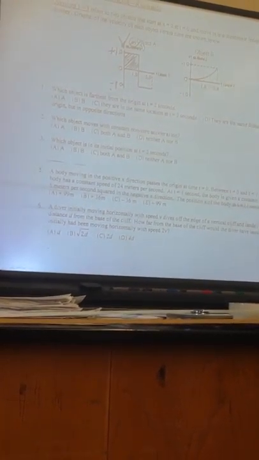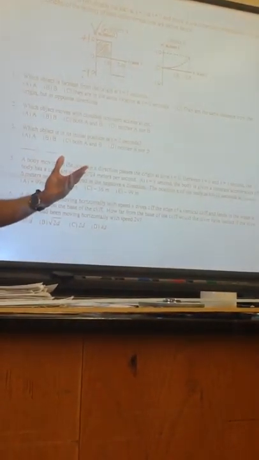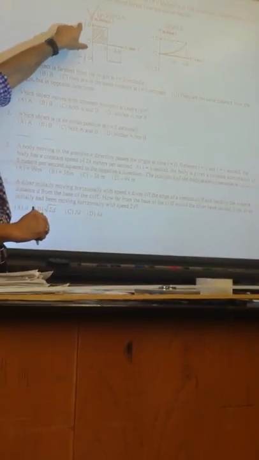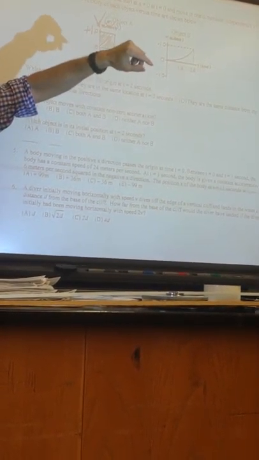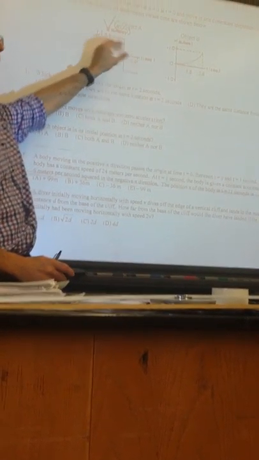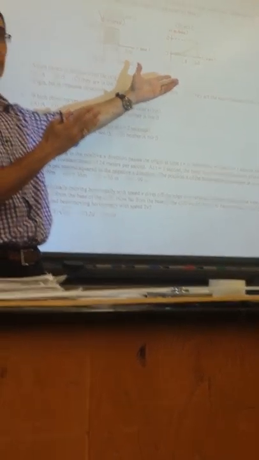If I find the area of this box right here, what does this area tell me? It's going to tell me a length, and specifically a displacement. Right? So I want 1 meter per second for 1 second. How far away from my origin am I? 1 meter. 1 times 1 will give me the area. It'll also give me 1 meter per second times a second would give me 1 meter.